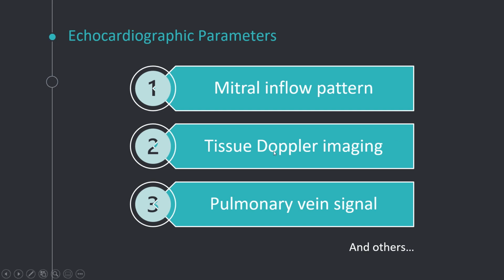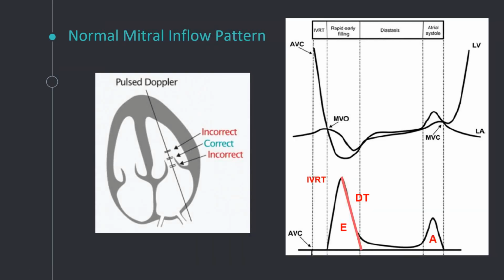And then as we went on, there are a few other things that we look at, like tissue Doppler imaging and the pulmonary vein signal. There are many others, but I will first go over these three main Doppler signals, especially since it could be quite confusing if it's your first rotation in echocardiography. For the mitral inflow pattern, we put a PW, pulsed wave Doppler, at the mitral valve leaflet tips during diastole, and it measures the velocity at that location throughout diastole.